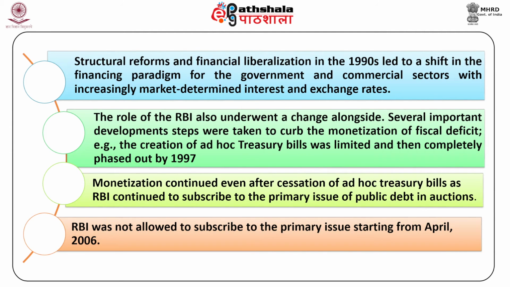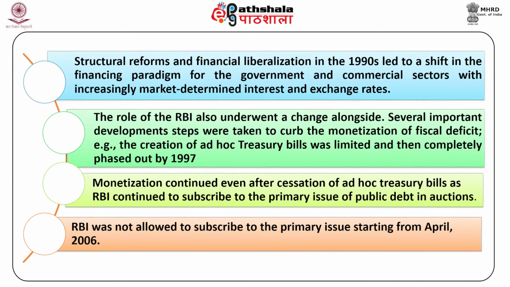Structural reforms and financial liberalization in the 1990s led to a shift in the financing paradigm for the government and commercial sectors, with increasingly market-determined interest and exchange rates. The role of the RBI also underwent a change alongside. Several important steps were taken to curb the monetization of fiscal deficit. For example, the creation of ad hoc treasury bills was limited and then completely phased out by 1997.